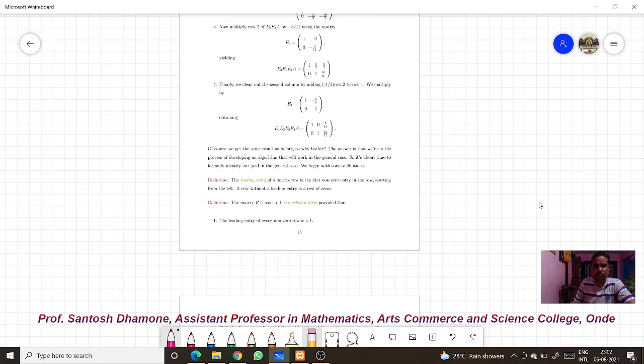Finally we clean out the second column by adding minus 4 by 3 times row 2. We multiply this row by minus 4 by 3 and add it to row 1, and then this entry is equal to 0. We obtain 1 0 5 by 11, 0 1 10 by 11. Okay, we make this entry equal to 0 by performing this operation.